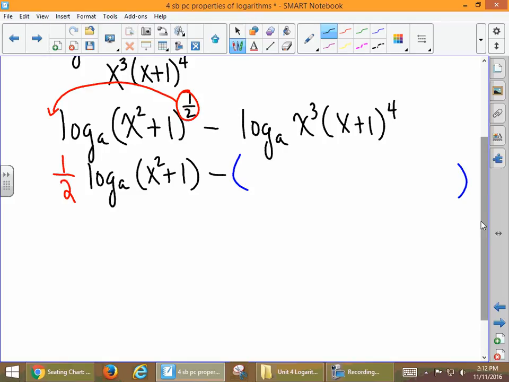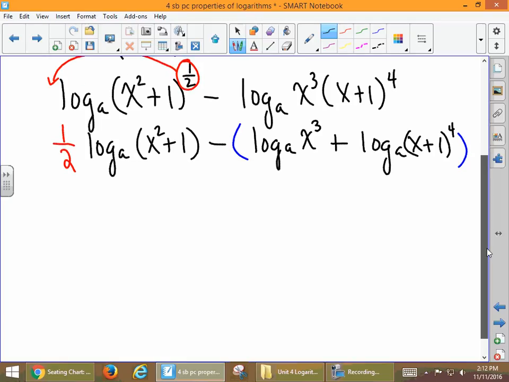Because if we break this apart, this is going to be log base a of x cubed. What do we do when we multiply? We're going to add. And then this is going to be log base a of x plus 1 to the 4th. They're multiplied, so we can still apply a property to that. Multiplication means that we're going to put in the addition. Our original problem was division. That's why we have subtraction.